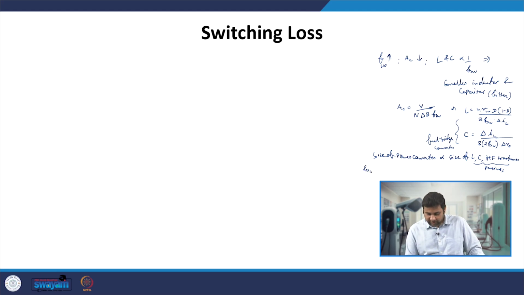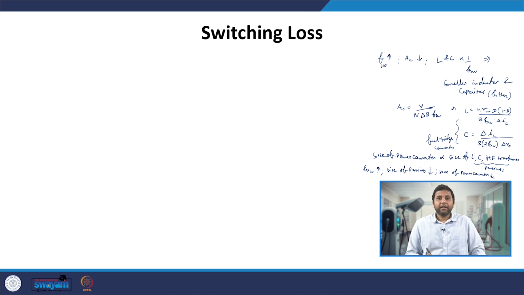So if we increase our switching frequency, the size of passives goes down, and if the size of passives goes down, the size and weight of the power converter, in terms of volume as well as weight, also go down. That means our prime objective is to go for higher switching frequency. That is when we can reduce the size of passives, and that is when we can reduce the size of the power converter. However, when we go for high switching frequency, we have the switching losses which will occur in the switches.